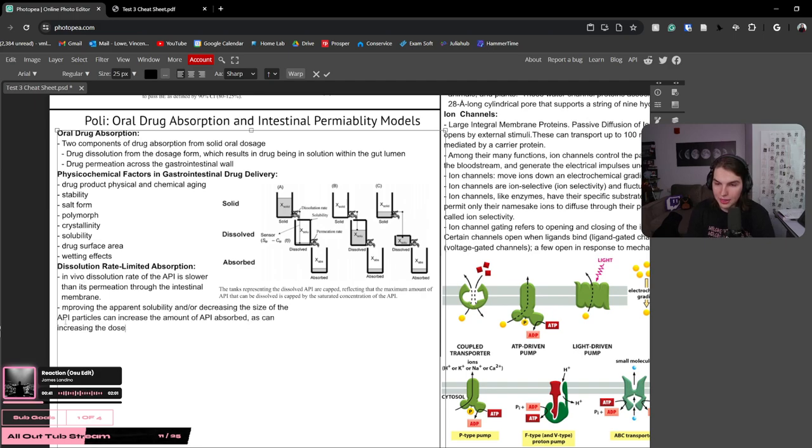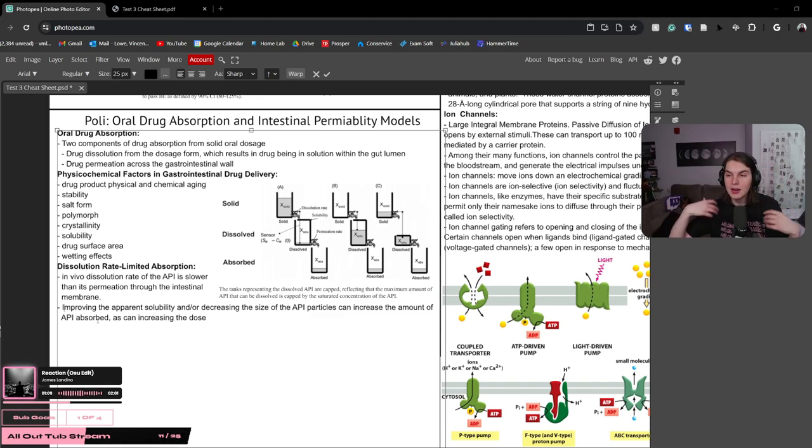Does that make sense to y'all? I think it pretty much does. Oh, I need to put improving. Yeah, so improving the apparent solubility or dissolution or decreasing the size can increase the amount of API absorbed. So essentially, if our rate limiting factor is dissolution, then improving its solubility, which improves its dissolution, or decreasing the size of it, can increase the amount getting absorbed because it's no longer going to be as rate limiting. Does that make sense? I'm sorry.